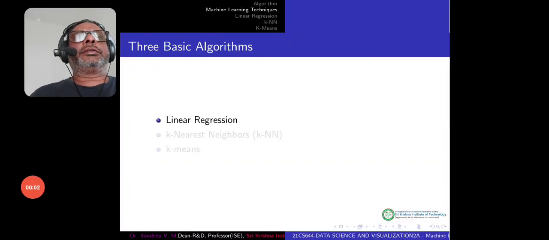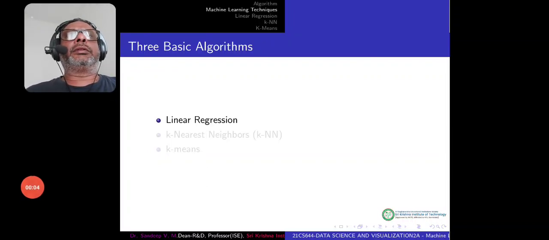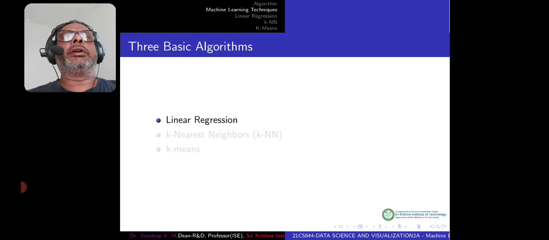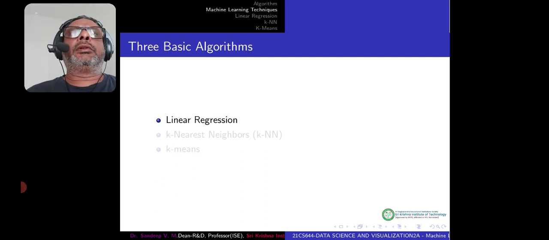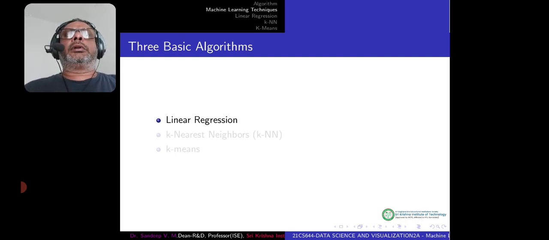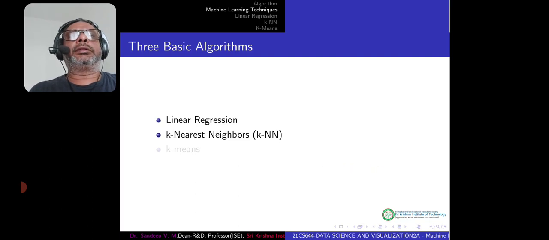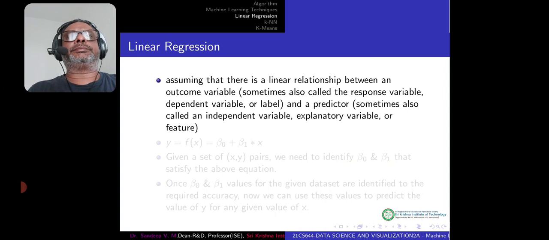Hi friends, let's continue our discussion on the machine learning algorithms. Now let us see three basic algorithms in machine learning. The three algorithms we are going to look at are linear regression, k nearest neighbor, and k means.